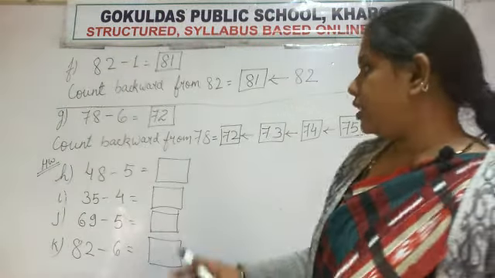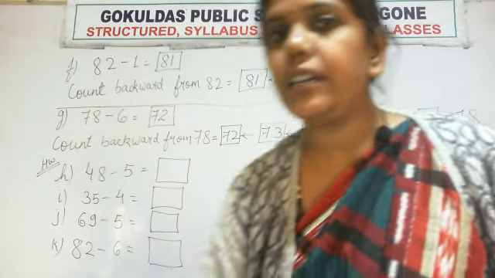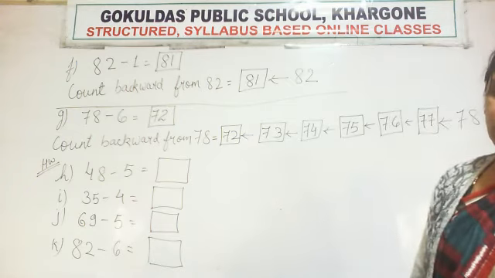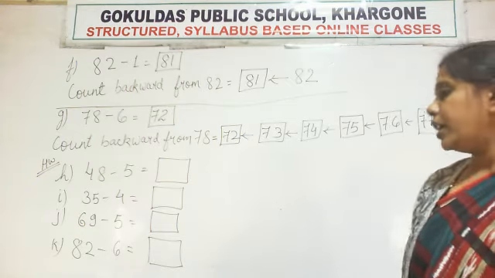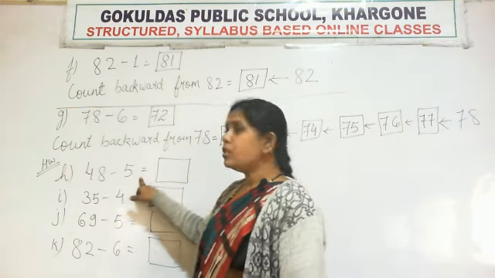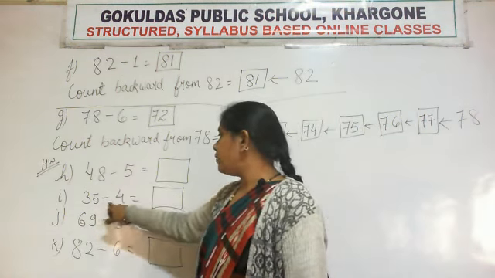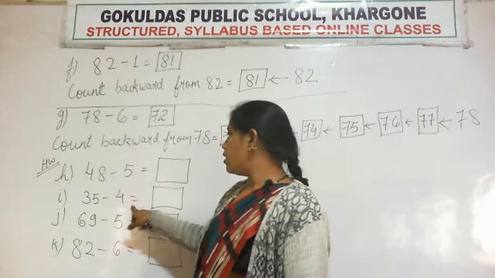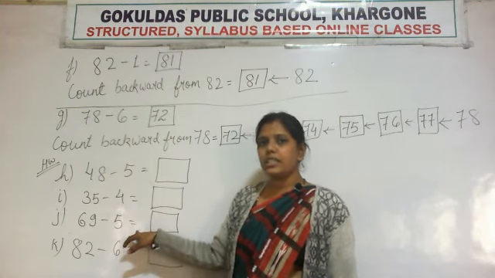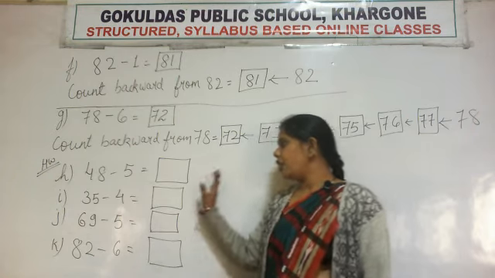These are extra questions. These questions are not given in your book. So I have given you some extra questions for your practice. So try to solve these questions in the same way, the similar way that we have done subtraction by backward counting. Again I am reading the homework questions once more for you. 48 minus 5, that means you have to count 5 numbers backward from 48. Next is 35 minus 4. In this question you have to count 4 numbers backward from 35. Next is 69 minus 5 and last is 82 minus 6. Okay, so try to solve these questions.